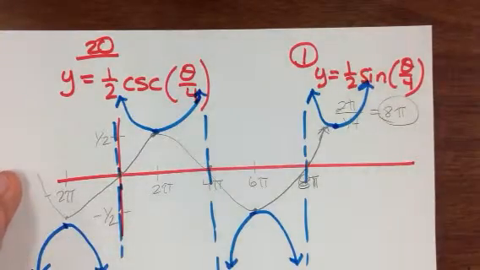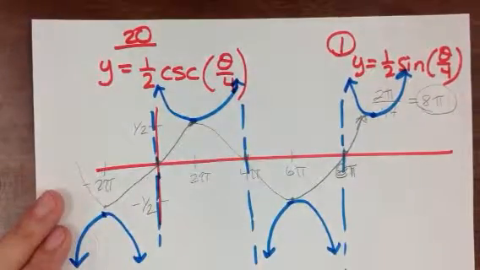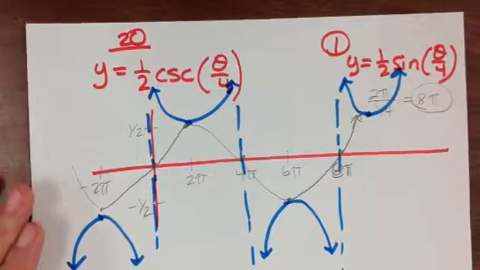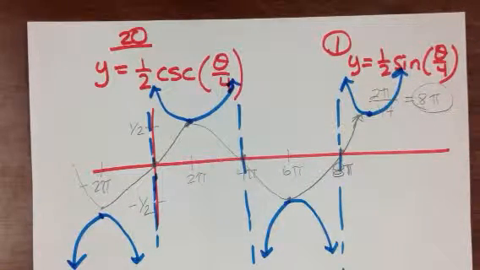So now I have graphed y equals 1/2 the cosecant of theta over 4. And hopefully this will give you a good idea and be able to quickly graph the problems on worksheet T11.